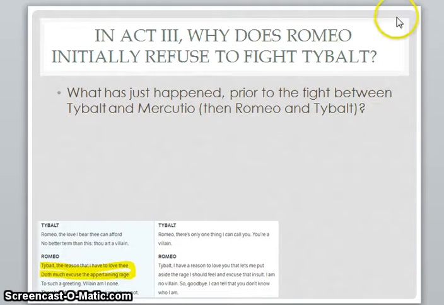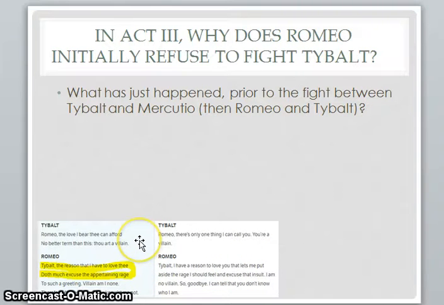So the next question is, in Act 3, why does Romeo initially refuse to fight Tybalt? So here's the first question that you need to answer before we read about it. What has just happened prior to the fight between Tybalt and Mercutio, and then the fight between Romeo and Tybalt? And then here is the line that helps you to answer this question.